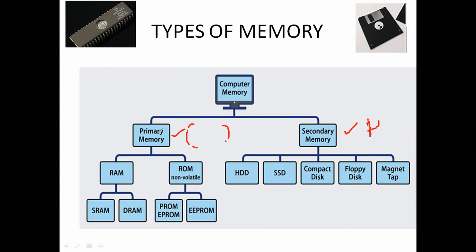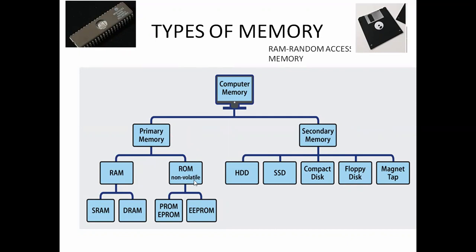The primary memory can be classified into two types. One is RAM, another is ROM. RAM is volatile in nature. So what is meant by volatile? It does not retain any data when you turn off the computer. The content will be erased once you turn off the computer. What is meant by RAM? RAM means random access memory.